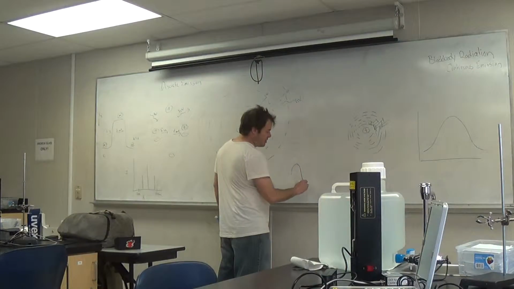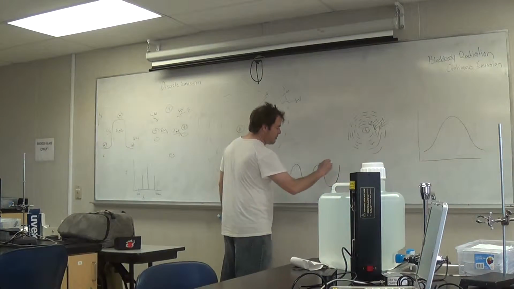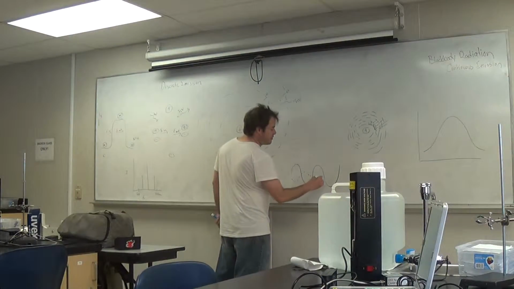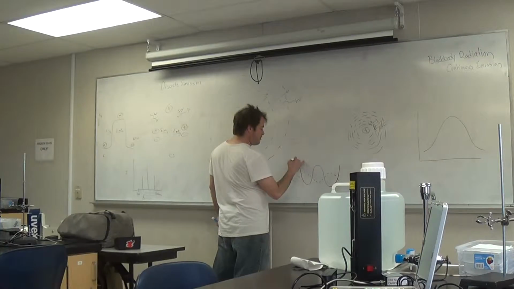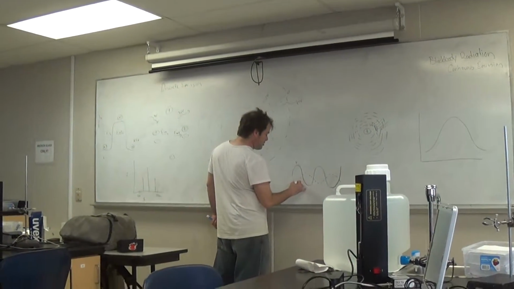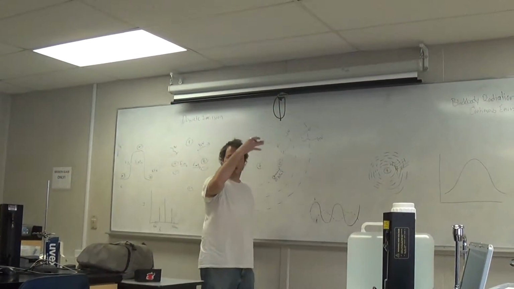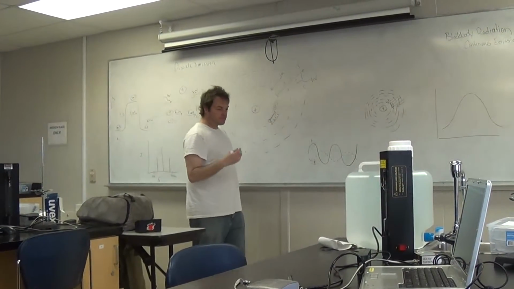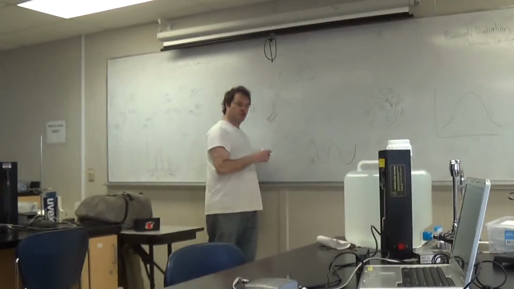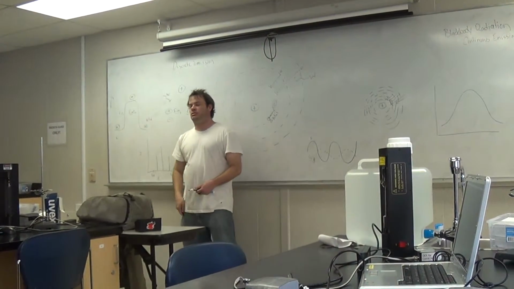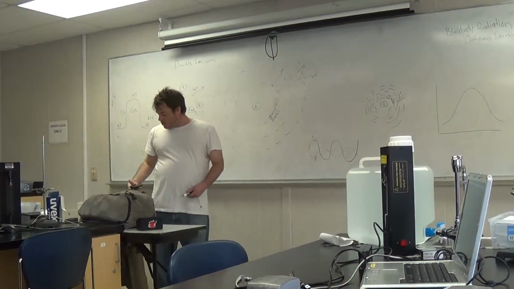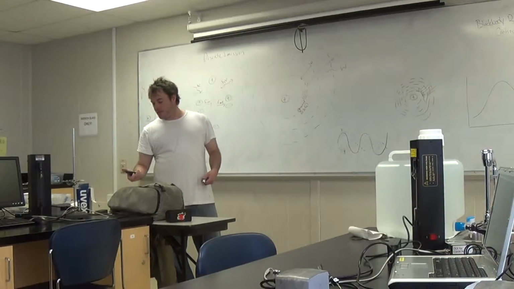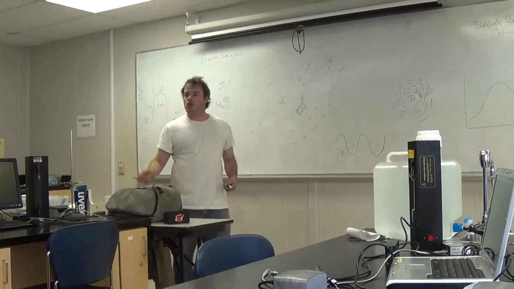So the electromagnetic field is usually drawn as a sine wave, and you'll see the E field is perpendicular to the B field, and it oscillates up and down. And so what this represents is a change in the pull on a charged species.